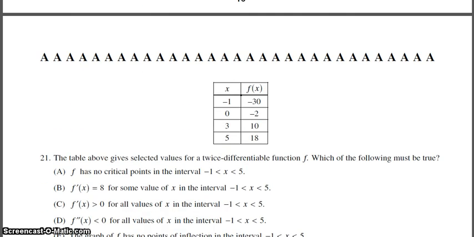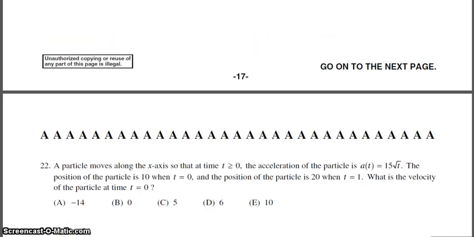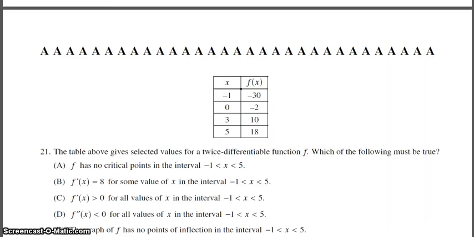Next one, question 21, a numeric question, right? How are you going to do this? A table gives selected values of a twice differentiable function. So it is just telling you the function is smooth and continuous. Otherwise, it won't be differentiable. Which of the following must be true?